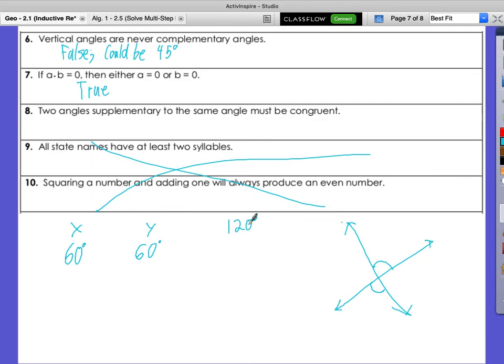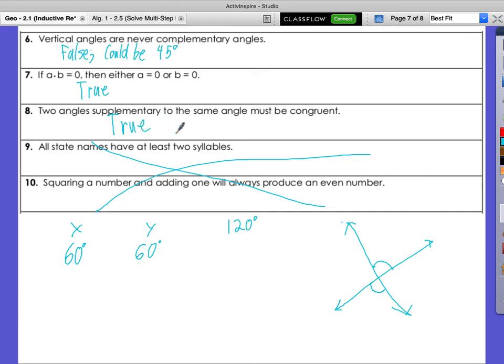Like 5, for example, 5 plus how many numbers will get 7? 2. 5 plus 2, but how many different numbers are there? Just one option for it. You can't add a different number other than 2, and get 7. So you can't add another number other than what we're already adding and get to it. So two angles that are supplementary to the same angle have to be congruent. That is true. We're saying that one is true, okay?